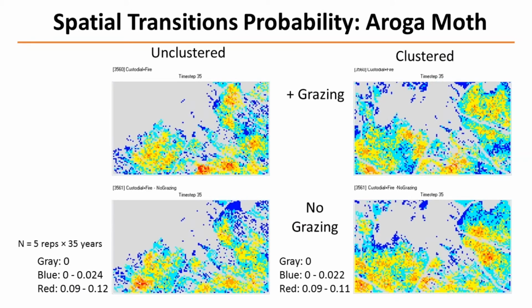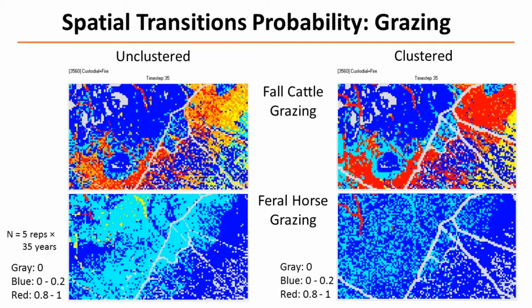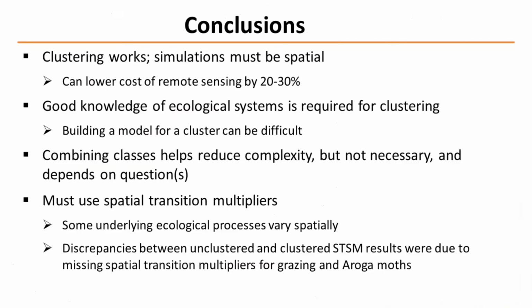And I'm going to skip this because there's also a moth problem. But you see the difference between the feral horse grazing. This is cattle grazing in the fall. And this is the big difference. And this difference is what explains it. I made an error. I found the error. I know why it is. It's instructive. So, conclusion, I'm going to skip this.